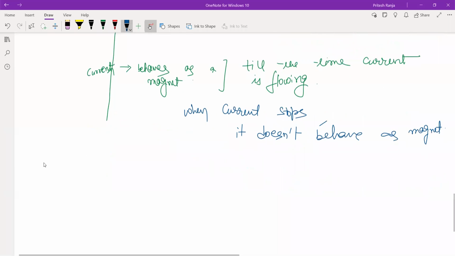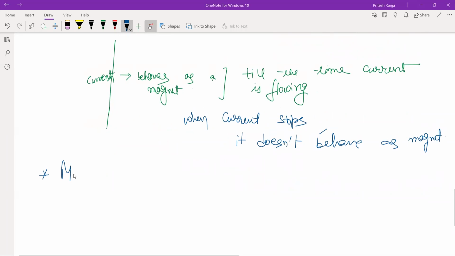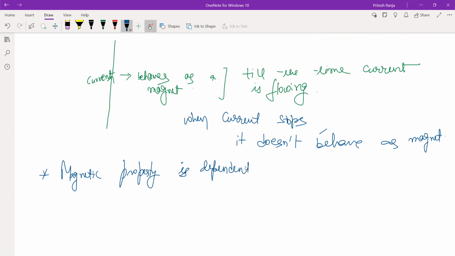So as a sum up point, we can write that the magnetic property is dependent on the current flowing through the wires, right? जब तक करंट फ्लो करेगा तब तक ही ये मैग्नेट की तरह बिहेव करेगा. Once it stops flowing through the wire, it will no longer behave as a magnet.